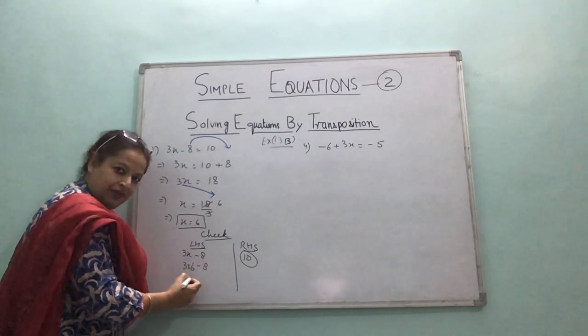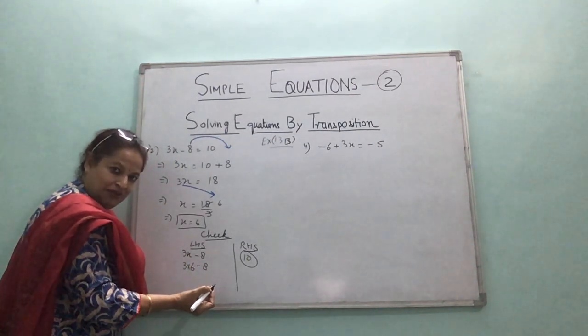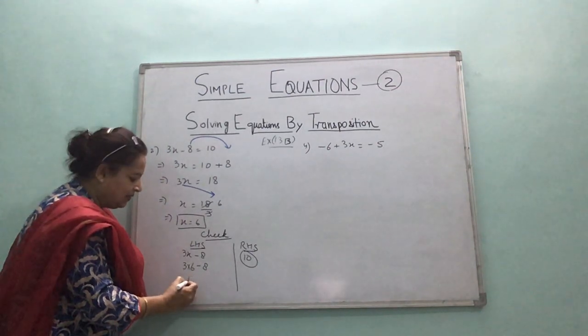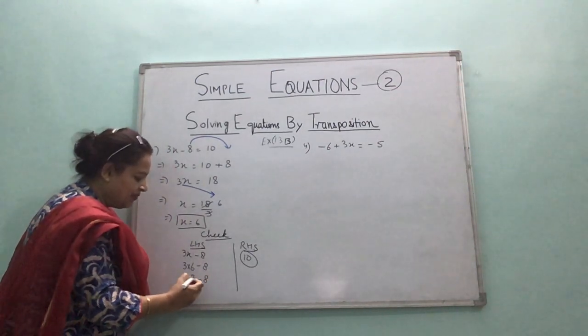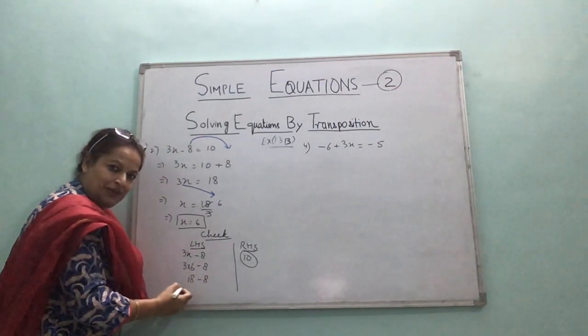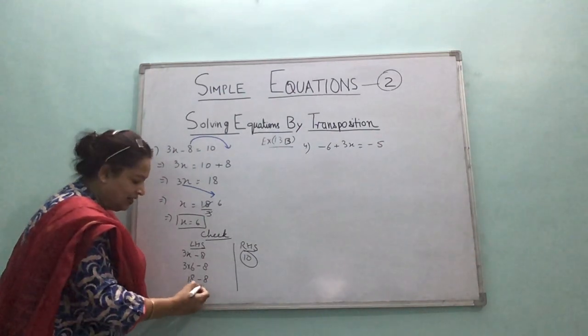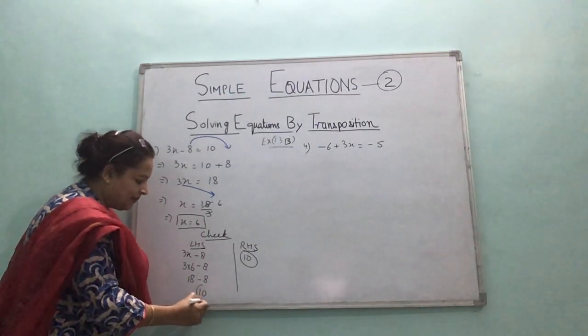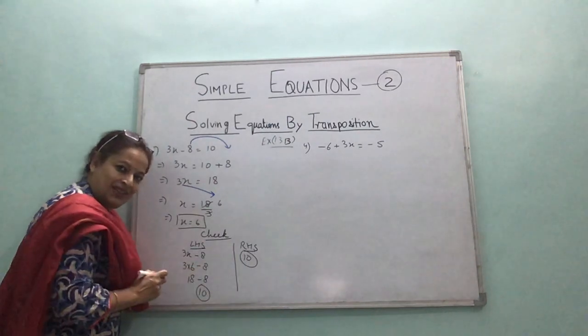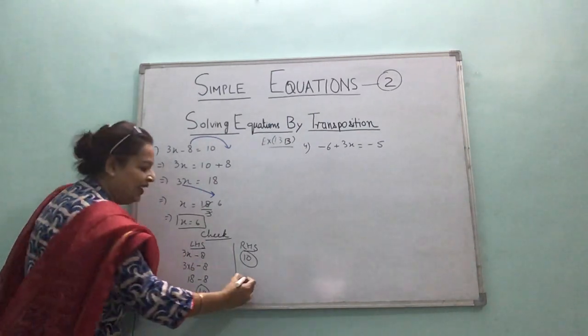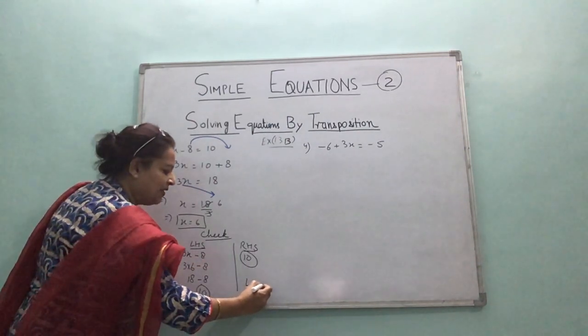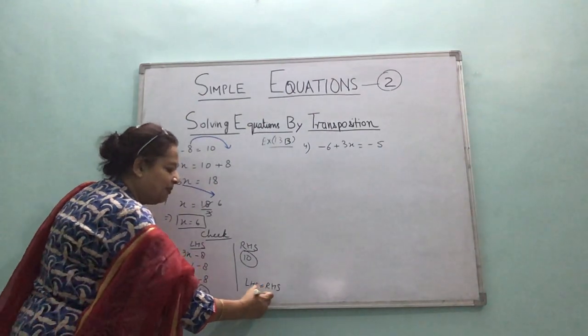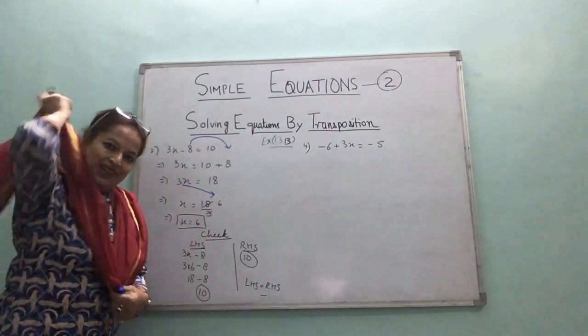We multiply first, right? Rules of BODMAS always. So 3 into 6, 18 minus 8. Positive and negative, opposite sign always subtract. 18 minus 8, 10. Is LHS equal to RHS? Yes. LHS is equal to RHS. That means our work is very fine. Right, children?